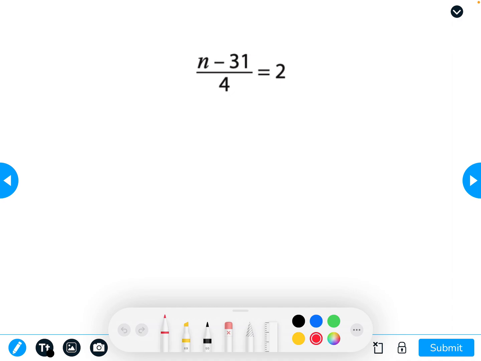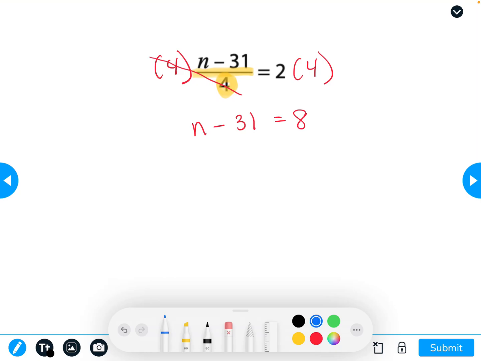Okay, now this problem, there really isn't a constant because n minus 31 is grouped together. Remember that a fraction bar is a grouping symbol. This fraction bar is grouping n minus 31 as one term. So to start solving this one, I need to get rid of my denominator 4, which is dividing by 4. To get rid of division, I can multiply both sides by 4. That's going to cancel out the 4's on the left side, and I'm left with n minus 31 equals 8.